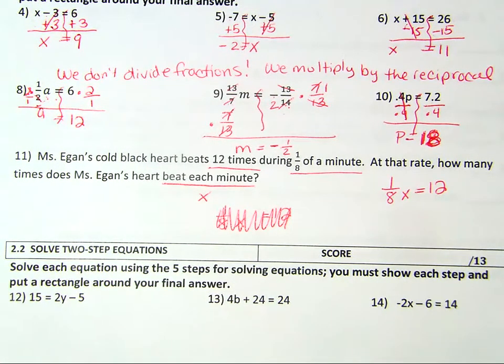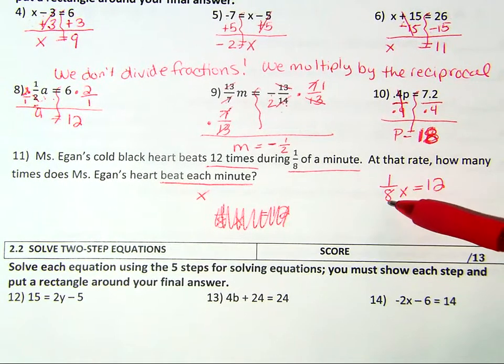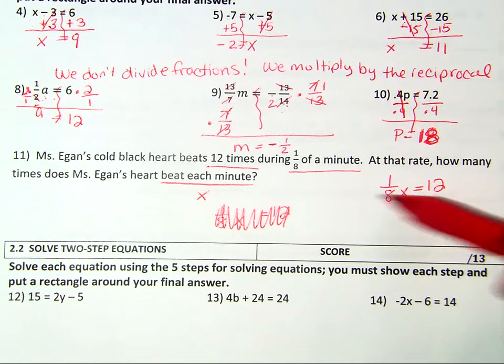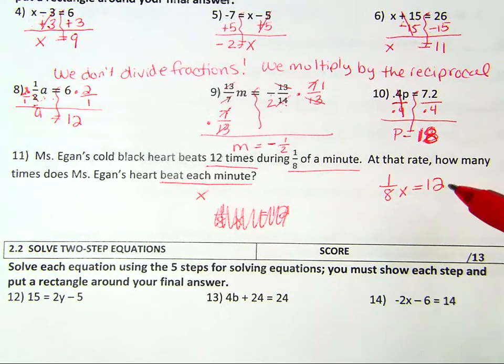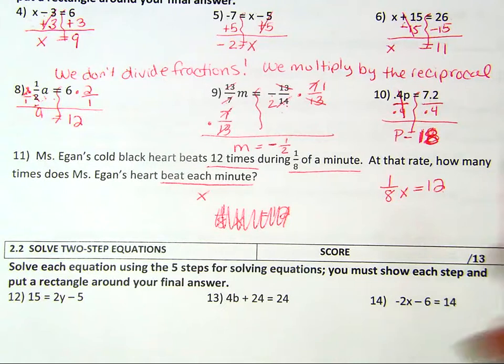That is my equation. The 1/8 is the rate, the time that I'm using right now. I do not know my beats per minute. That's my X. And 12 was the answer I got. It's how many beats I actually got for this time. All right, so let's solve.